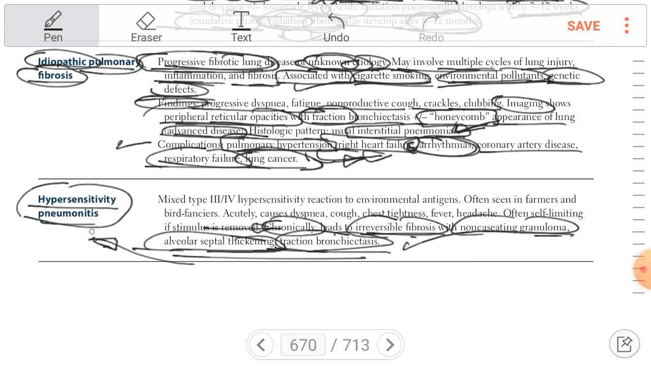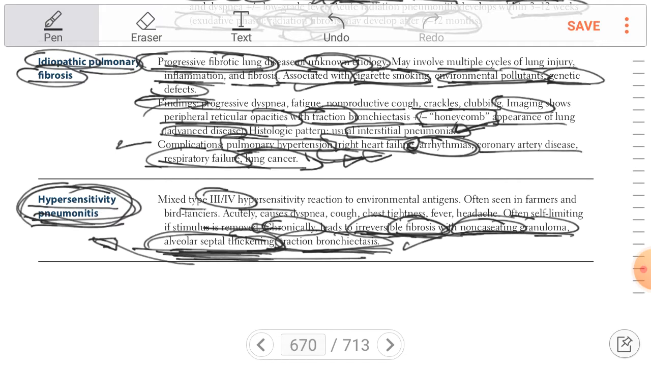In case of hypersensitivity pneumonitis, the most important one is non-caseating granuloma with fibrosis plus thickening of the alveolar septa. Irreversible fibrosis, non-caseating granuloma, alveolar septal thickening, and traction bronchiectasis indicate hypersensitivity pneumonitis. It's a mixed type 3 and type 4 hypersensitivity due to environmental antigen. It's seen in whom? In farmers and bird fanciers.